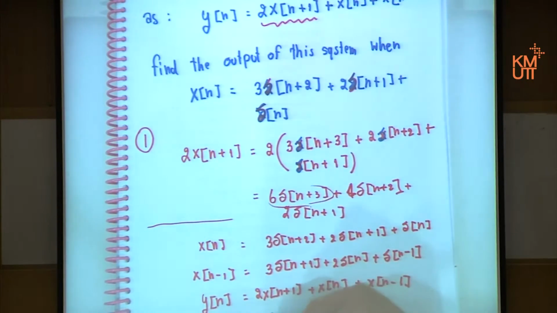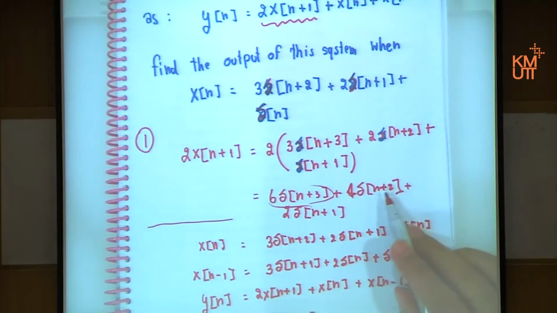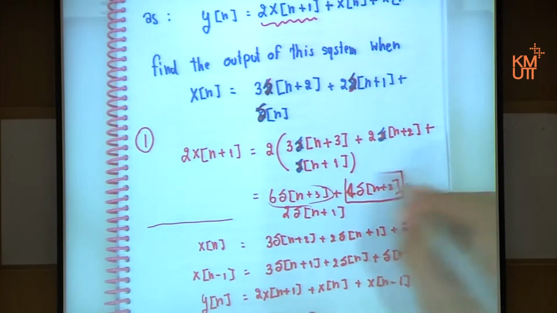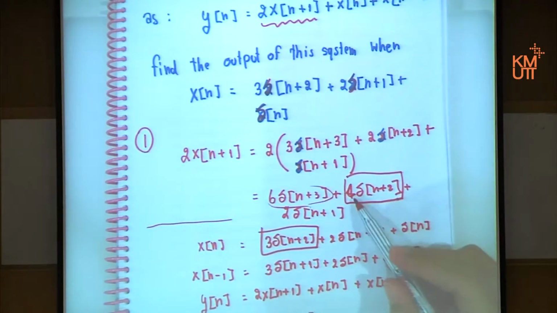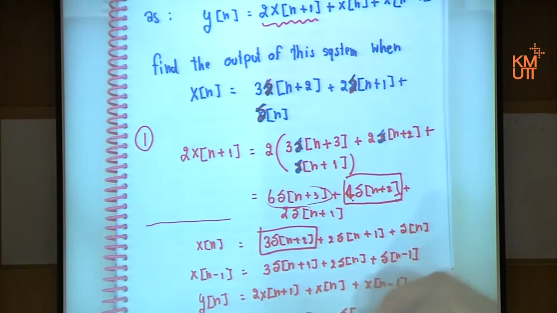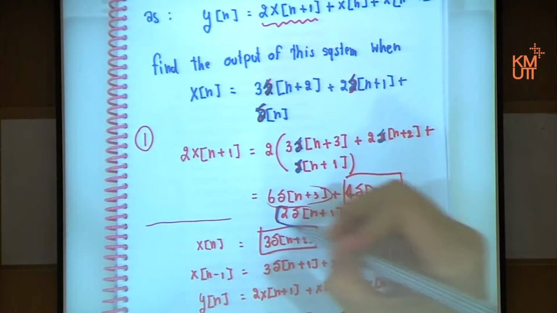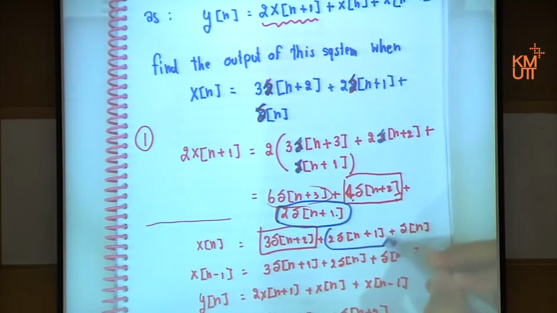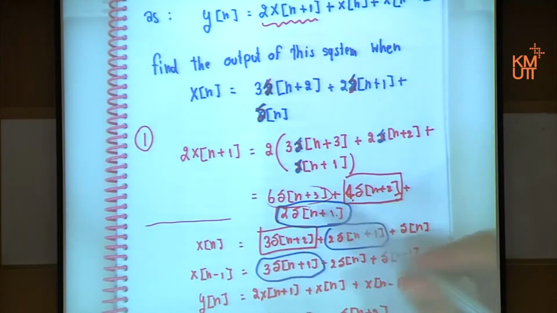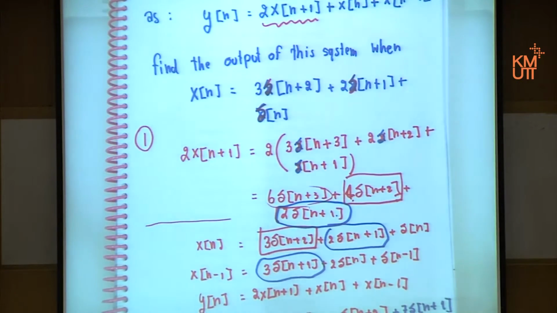So it is 6δ[n+3]. For δ[n+2], you sum this term together with this term: 4 plus 3 is equal to 7δ[n+2]. For δ[n+1], you sum this one with this one and this one: 2 plus 2 plus 3, you get 7δ[n+1]. For δ[n], you just sum this one and this one, you get 3δ[n], and the last one is plus δ[n-1]. So here is the result.